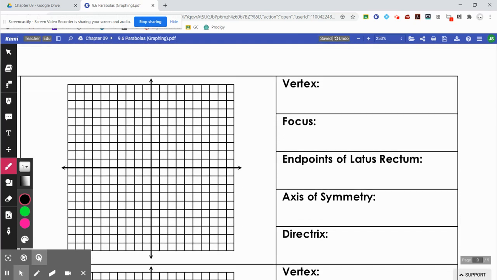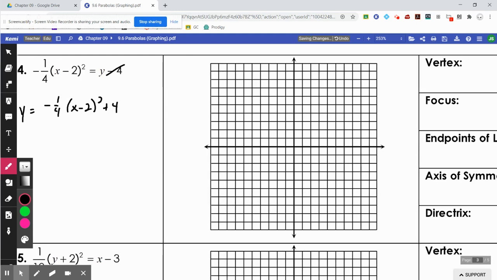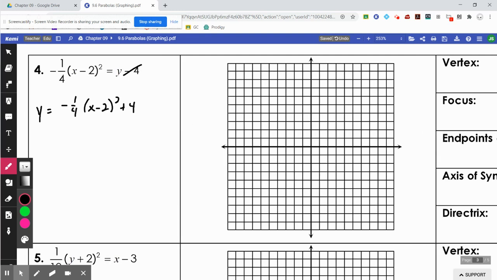Okay, the next one, number 4. Again, all we got to do here to get this in standard form is to move my 4 over. So we now have -1/4 (x minus 2) squared plus 4 is equal to y. Now this is a y equals, so this is going to be a vertical parabola. Yes, vertical parabola. Since it's a negative, that means it's going to cup down. So my parabola is going to look something like this.